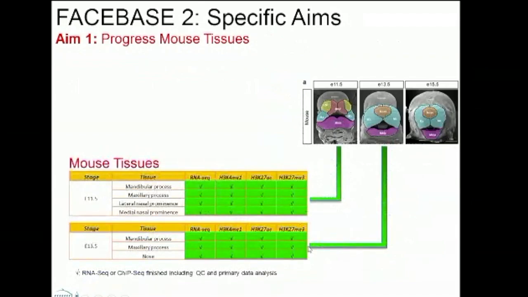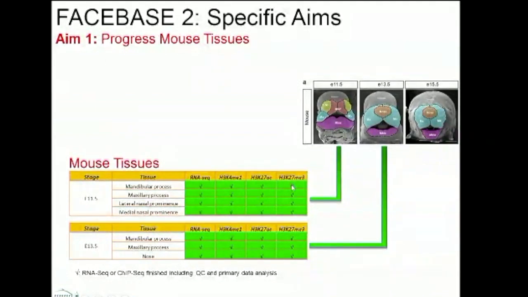So here's our data generation progress. During year 1, I show in this top table, I think I showed you most of this last year already. We looked at E11.5 and generated RNA-seq, and then K4me1, which is a histone mark that is found on enhancers both when they're active and when they're just in a poised state, so not quite active yet. K27 acetyl, which is probably the most important mark for enhancer prediction. It's supposedly associated with enhancers only when they are active. And K27me3, which is a mark for repressed chromatin.